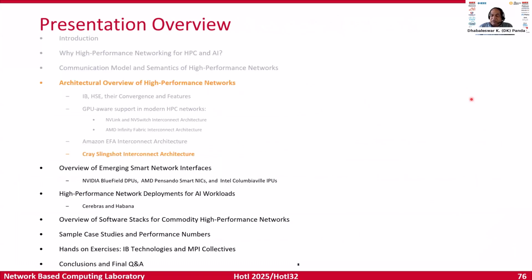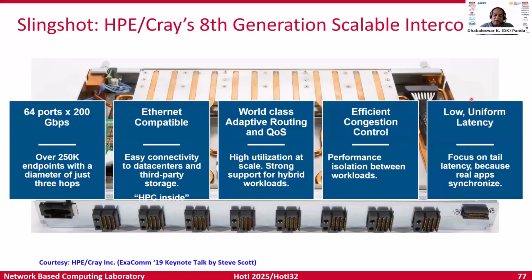So next, if we move forward, for another scale-out network, we'll take a look at the Cray Slingshot. This is a kind of proprietary network, but we are adding it here just to give you a perspective on how the commodity is moving, but at the same time, proprietary networks are also moving.